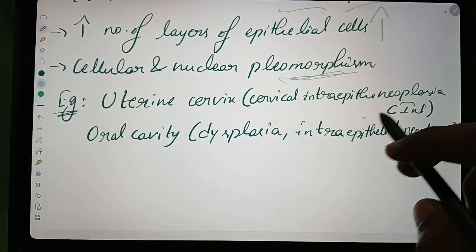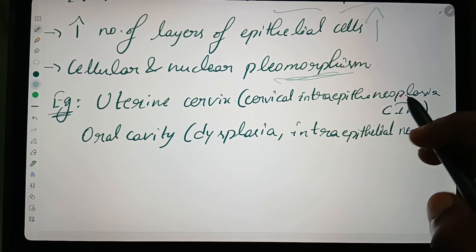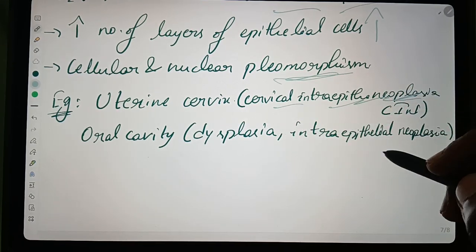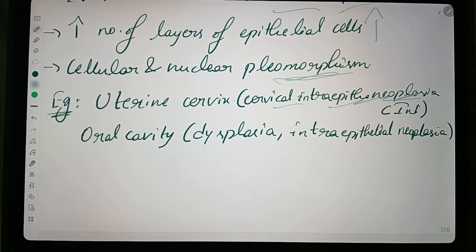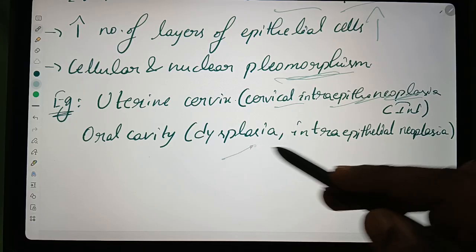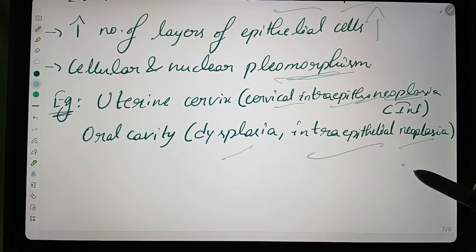For example, in the uterine cervix there will be cervical intraepithelial neoplasia, CIN. Neoplasia involves cell damage and cell death with inflammation. In the oral cavity, there will be dysplasia and intraepithelial neoplasia.